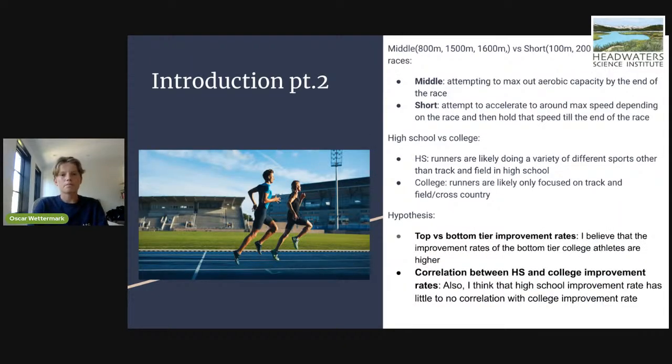Introduction part 2. Now I'm going to talk about middle distance races versus short distance races. Middle distance races are the 800, the 1500, and the 1600, versus short distances, which are the 100 meter, the 200 meter, and the 400 meter. In a middle distance race, an athlete tries to max out their aerobic capacity by the end of the race so that they know that they couldn't have gone any harder and they got the fastest time possible.